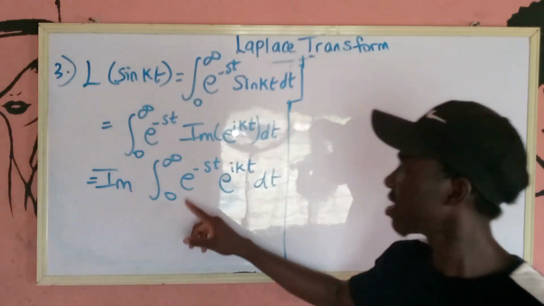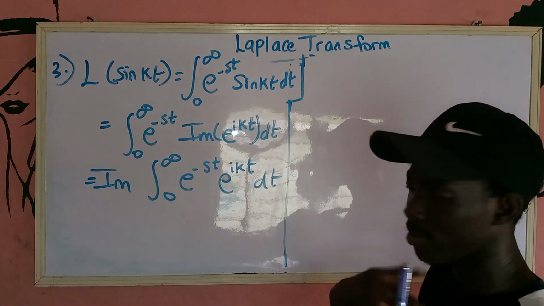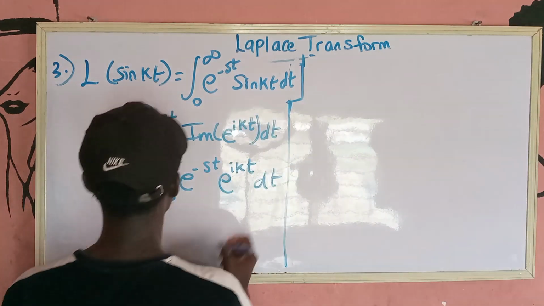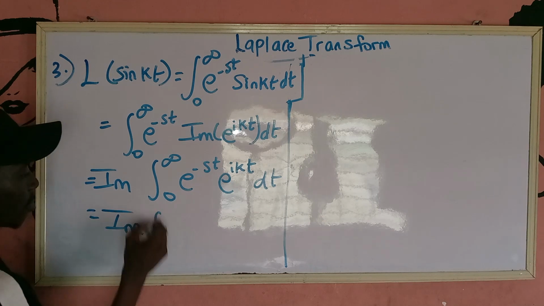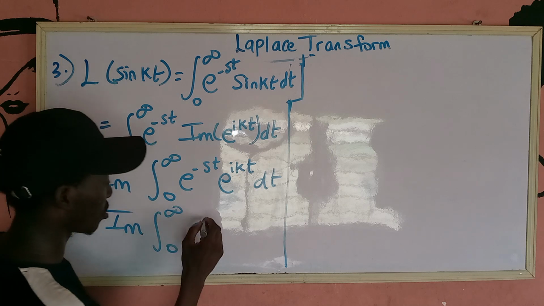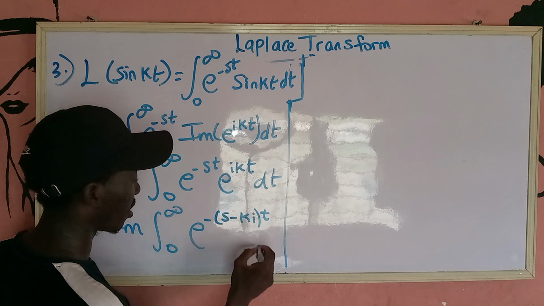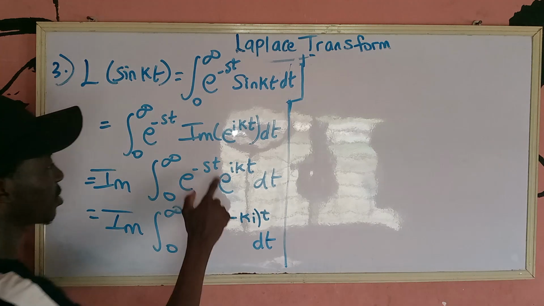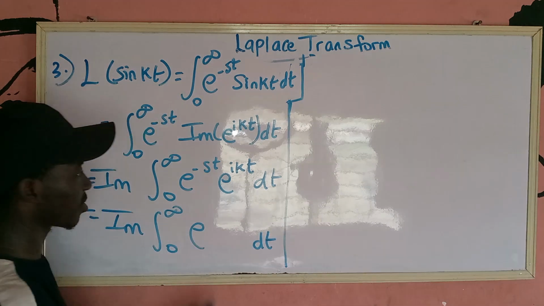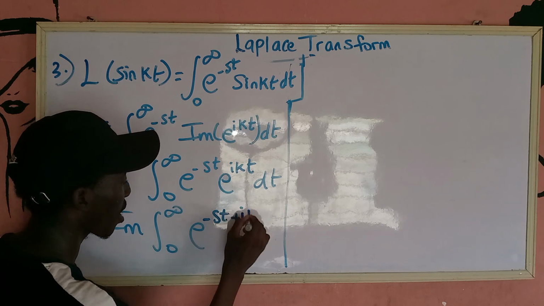This is an indices rule that I can use. If you look at this, you can bring them together because they have the same base. So from indices, this can become, the t is common, so this can become s minus ki, and I have t. First of all, I added them. Let me write one by one. I added them. First of all, I have minus st plus ikt.